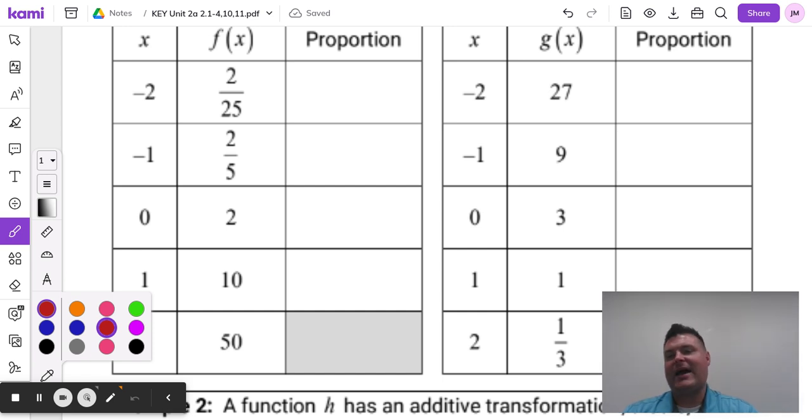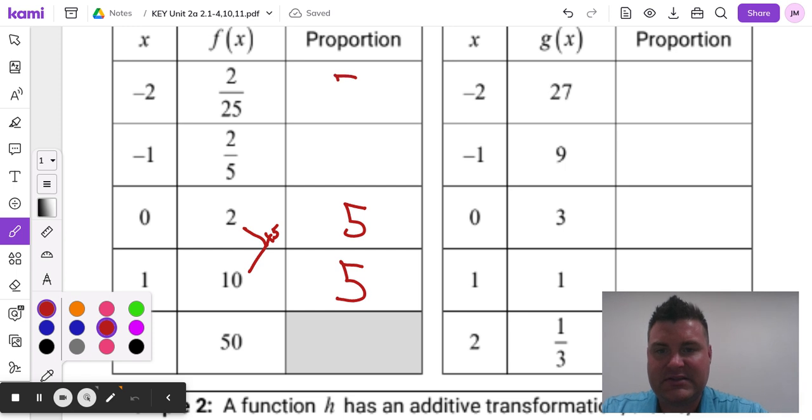Now, if you're lost, these are all going to have the same proportion. Find one that's easy. To get from 2 to 10, we should know what we need to multiply for that. That's definitely a times 5. So the proportion to get from one to the next is going to be a 5. To get from 2 to 10, multiply by 5. To get from 10 to 50, multiply by 5.